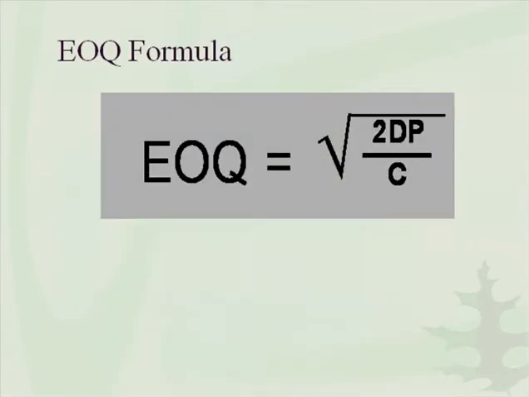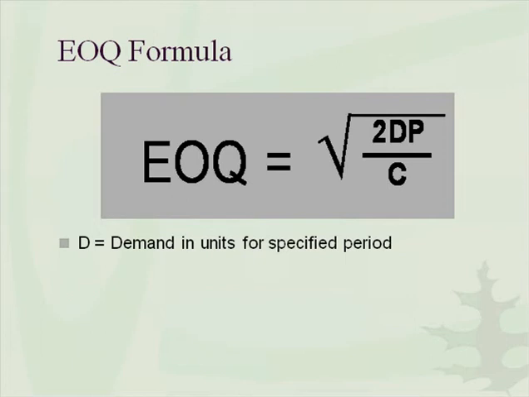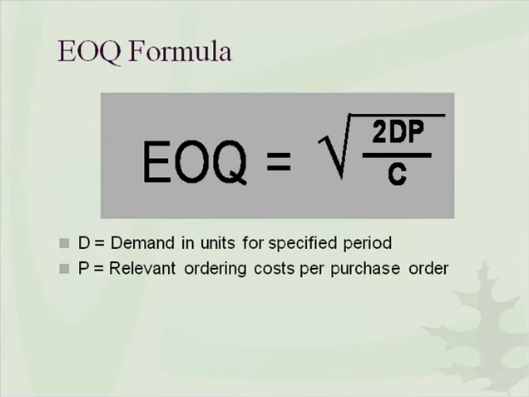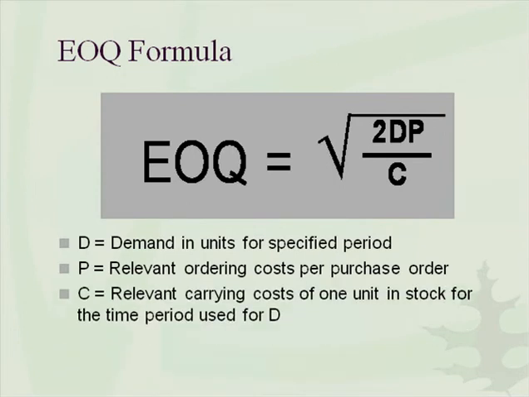All right, the formula itself says you take the square root of 2DP divided by C. That's square root. I should pronounce that correctly. I apologize, everyone. D stands for demand in units for a specified period. P is the relevant ordering cost per purchase order. And C is the relevant carrying cost per 1 unit in stock for the time period used for D.